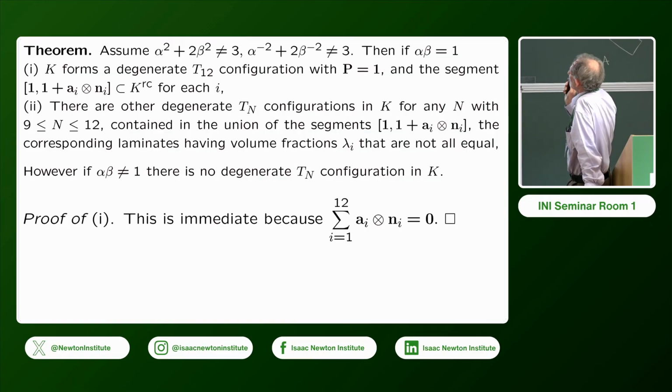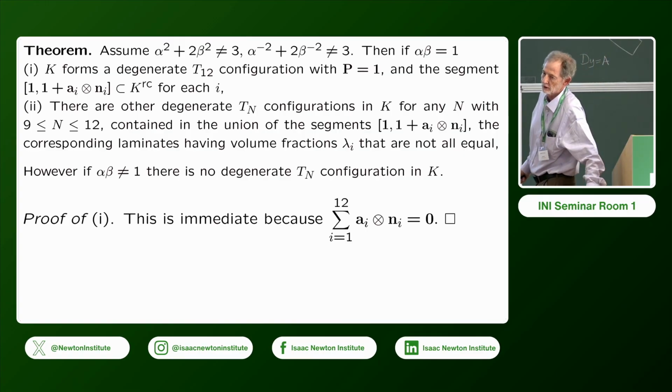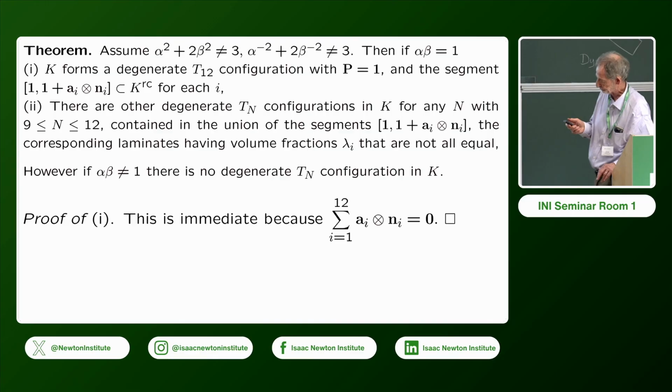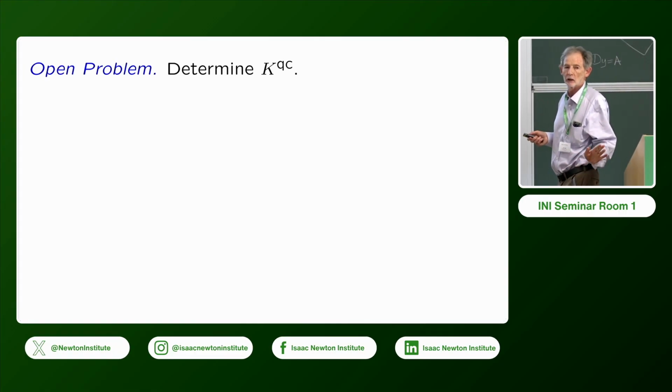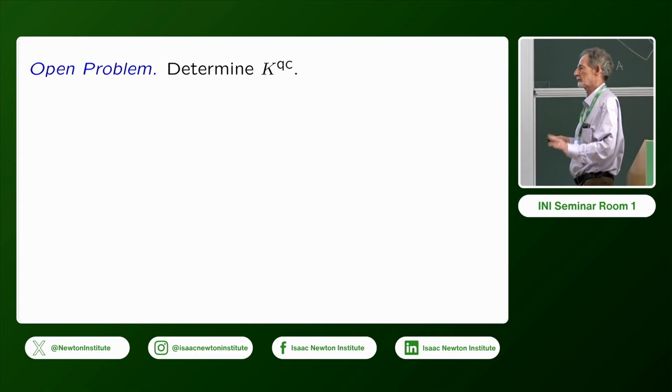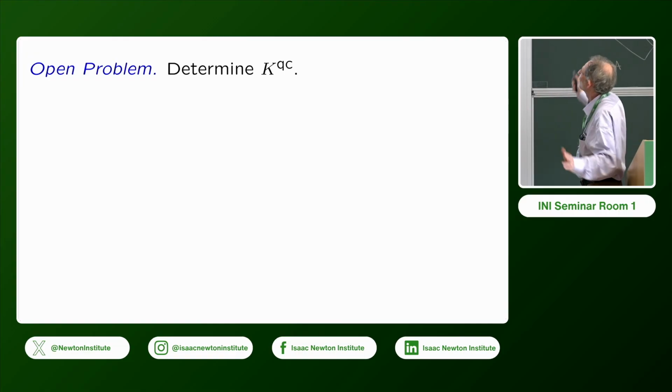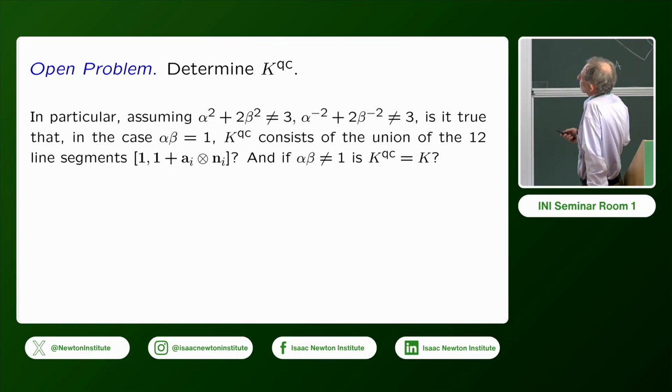However, if alpha beta is not equal to 1, there's not even a degenerate Tn in K. Well, so what we would really like to determine is what KQC is, because that would give us a lot of information about the possible microstructure. So a natural conjecture would be that for alpha beta equal to 1, the quasi-convex hull is equal to the rank 1 convex hull. In other words, it is equal to all those line segments joining the identity to identity plus I tensor Ni.